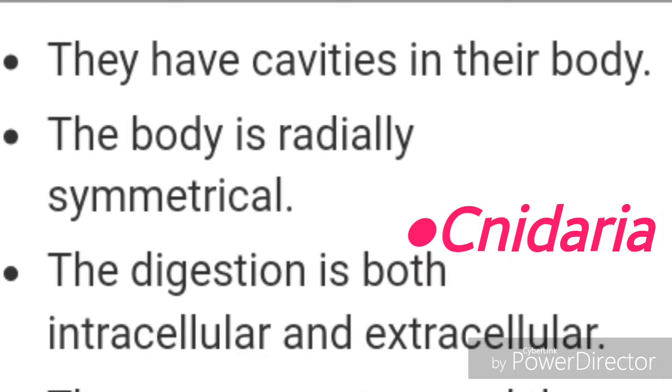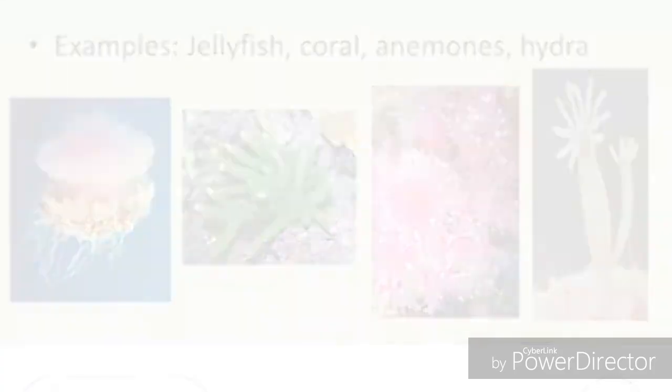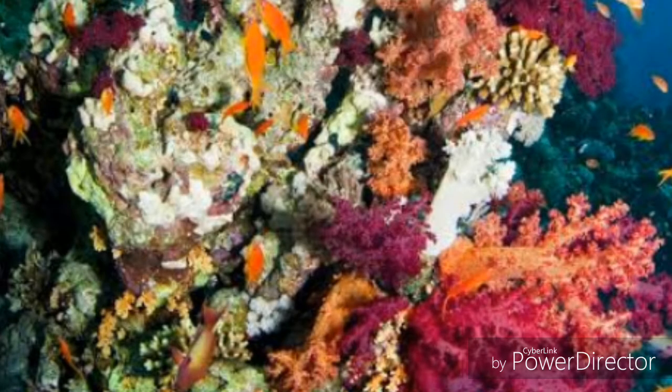Cnidarians or coelenterates have body cavities. They are radially symmetrical. Digestion is both intracellular and extracellular. So coelenterates are more evolved than poriferans. Now let us see some examples of coelenterates: jellyfish, corals, sea anemones, hydra. All these are different examples of cnidarians. Corals form attractive structures called coral reefs. They are seen in Andaman Sea coast and also in the Australian sea coast. It is called Great Barrier Reef.